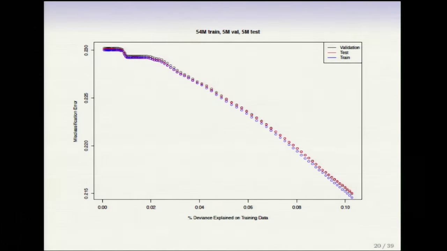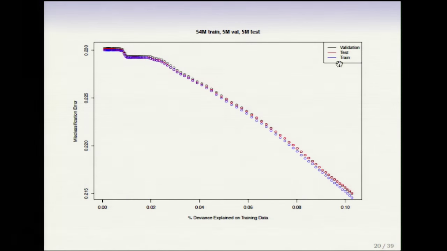So this is a picture that's described in the output. There was a series of 100 models, and here's one way of showing them. On the horizontal axis is the percent deviance on the training data, so that's how hard we're fitting the training data, and that goes from 0 to 10% in this case. On the vertical axis is the same measure on the test data, the left-out data. How well do we predict the test data? Also in percent of variance explained.